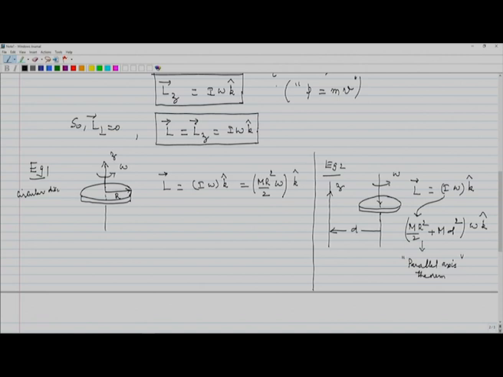We will make a few comments before we proceed further. So L is equal to I omega times k. Now what is dL by dt? dL by dt is equal to I into d omega by dt times k. This is equal to, d omega by dt is alpha, therefore I alpha times k unit vector. I alpha, yesterday we have seen, is nothing but the torque.